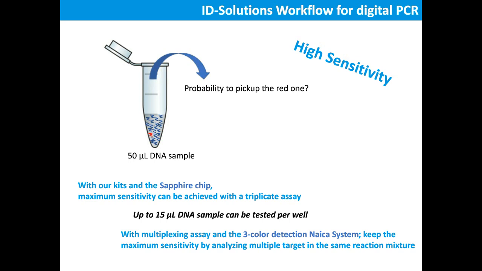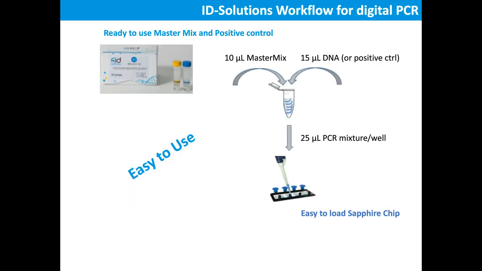The other feature is that our system is really easy to use. Indeed, our PCR mixtures are ready to use. So you only have to pipette 10 microliter of master mix, add your 15 microliter of DNA or your positive controls, and then pipette these 25 microliter PCR mixtures in each well of the Sapphire chips. So you have only two pipetting steps to load your Sapphire chips.